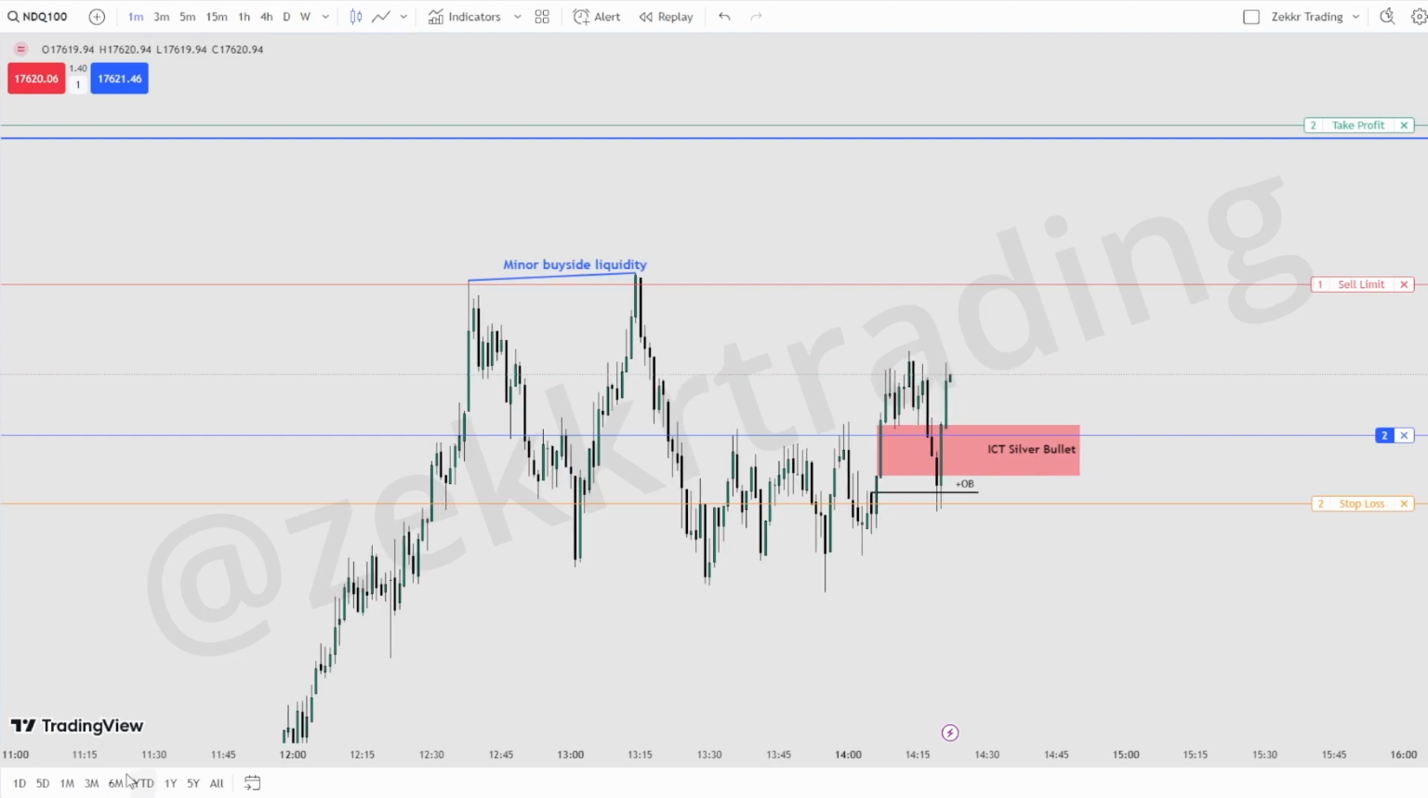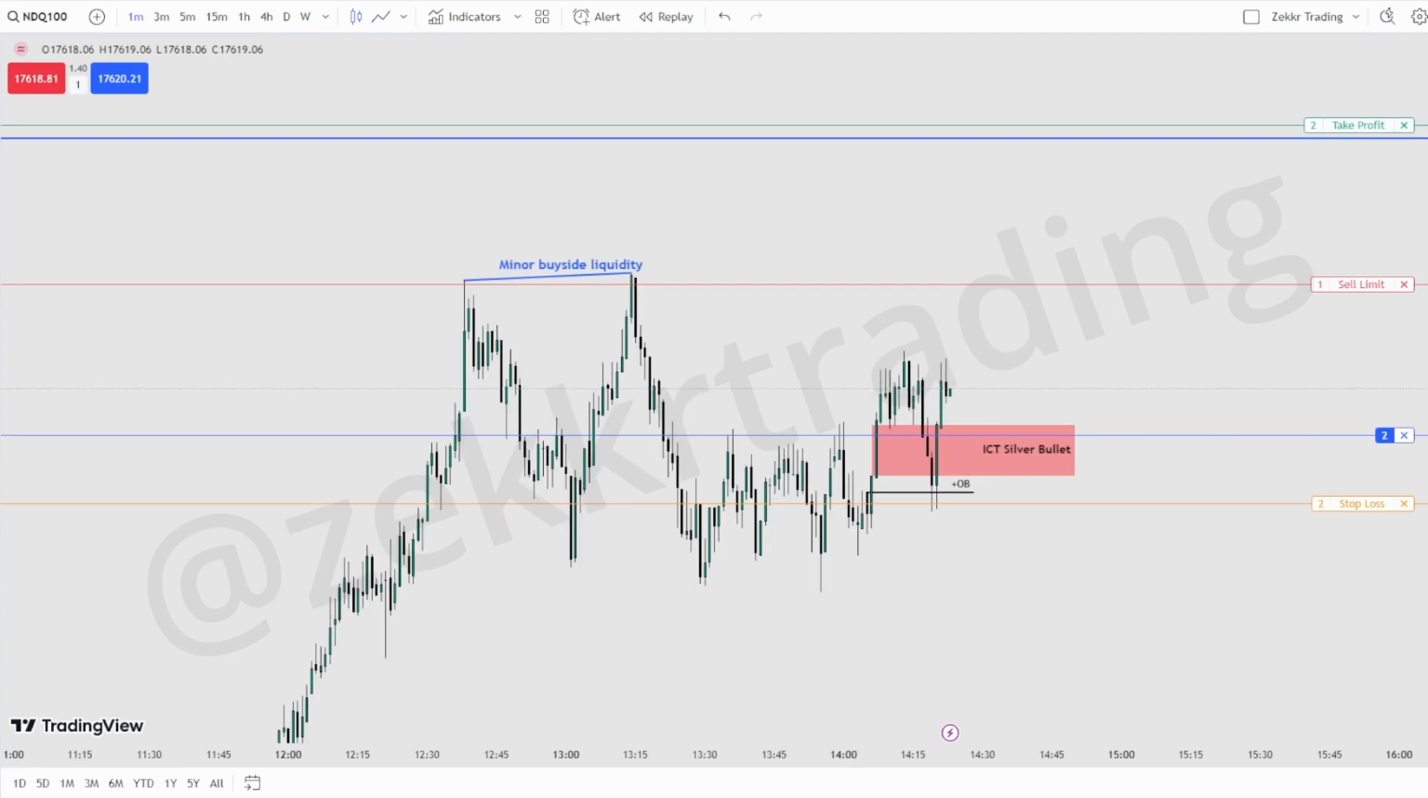Now as you can see, as I said, I took another re-entry because we reacted from the fair value gap, from the order block, and we came back inside this ICT silver bullet fair value gap that I marked out at the start of the video. Now, I placed my stop loss below the 50% of the wicks right there, as you can see. So it's at around 75% of the wick that is right there, that drop into the lower fair value gap and the order block. And then my entry is back inside the ICT fair value gap that I marked out.